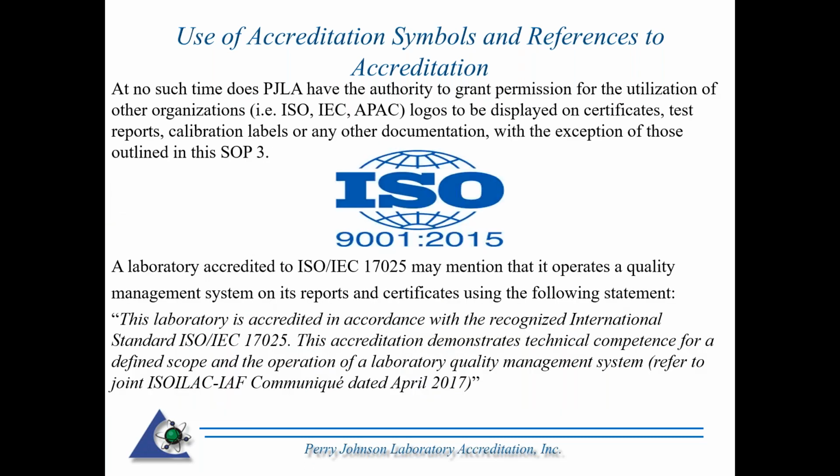At no time does Perry Johnson Laboratory Accreditation have the authority to grant permission for the utilization of other organizations' logos, such as other ISO, IEC, or APAC logos, to be displayed on certificates, test reports, calibration, or any other documentation, with the exception of those outlined in SOP 3. Now, if you happen to be a 9001 organization, you cannot utilize that symbol on test or calibration reports. That is something that is not subject to those audits.